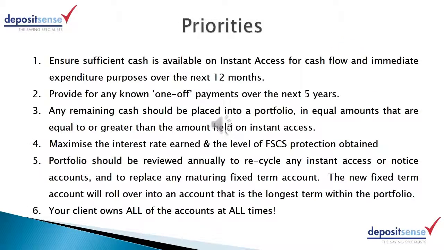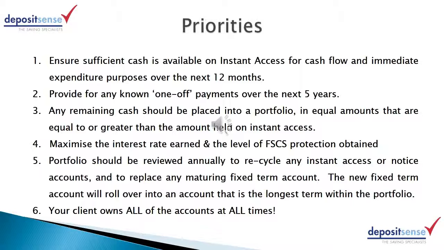So what is it that we should be explaining to our clients? Well, first and foremost, it's important to identify how they've previously looked after their savings and what returns they've been getting, and talk to them about actually the best way to plan their money. And these 6 points here are probably the 6 most important areas when it comes to managing cash. First off, you have to ensure sufficient capital is available over the next 12 months. You have to provide for any one-off payments over the next 5 years, and any remaining capital can then be built into a portfolio as we've previously discussed.